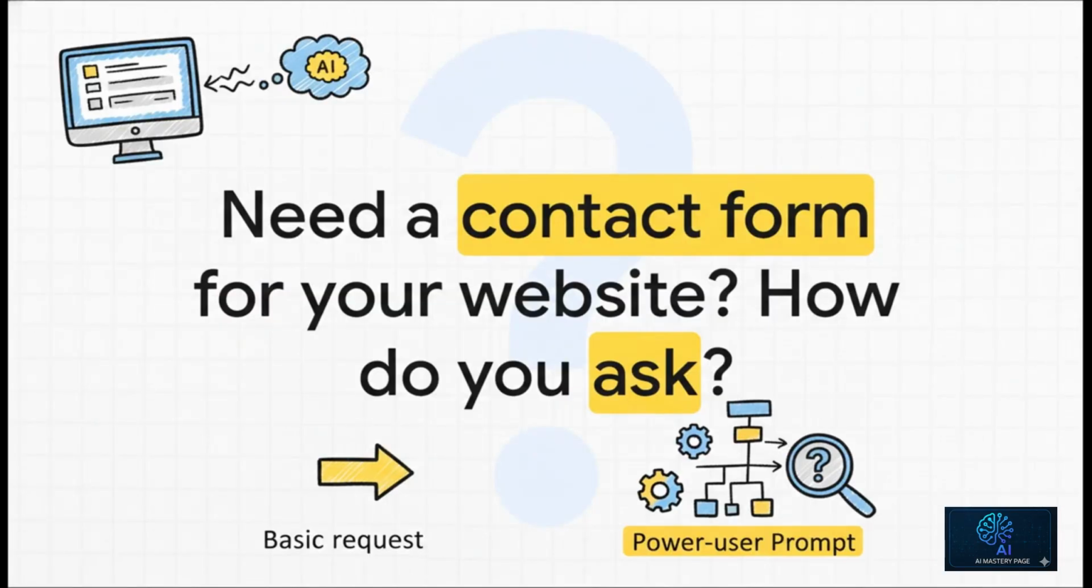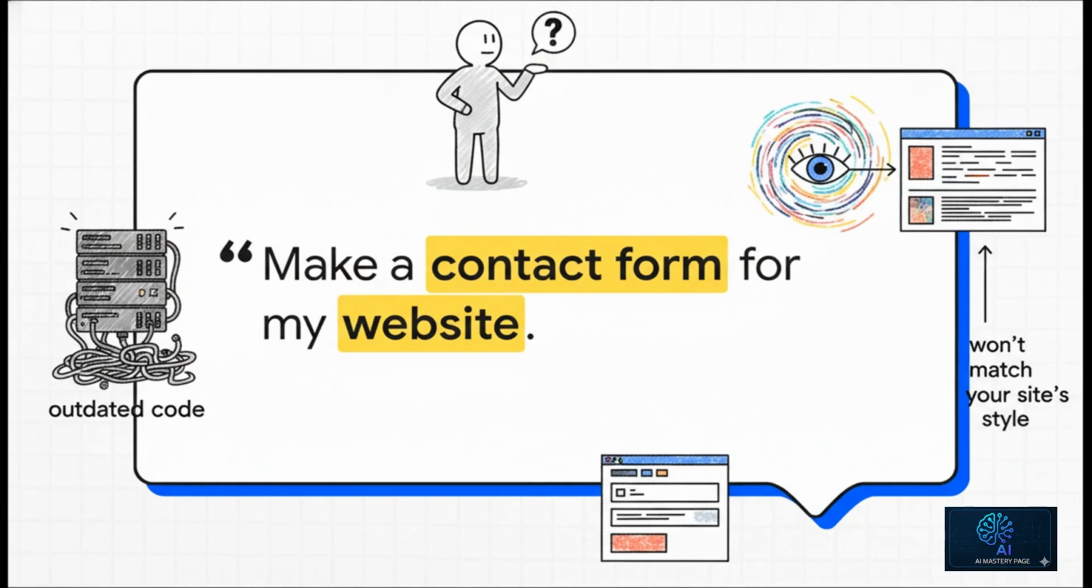Okay, let's see this in action with a real-world example. Imagine you need a simple contact form for your website. What's the most basic way you could possibly ask for that? You might just start with something simple like this. And you know what? You will get something back. But it's probably going to be generic, maybe use some outdated code, and it almost certainly won't match your site's design. It's just way too vague.